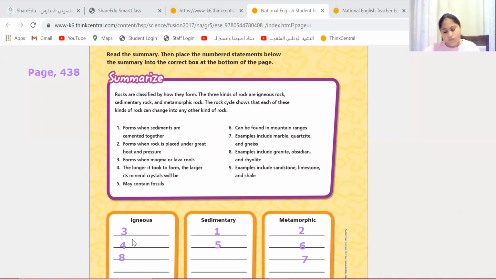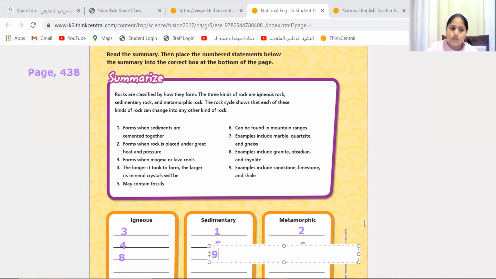So what is it? Is it igneous, sedimentary, or metamorphic? Metamorphic. It did not take long time, or sorry, it did not take high heat or pressure to be formed. It was cemented together, Haifa. So it's not... Sedimentary. Excellent. Yes, bravo. It is sedimentary rock. Excellent. Finally, number nine is sedimentary rock.